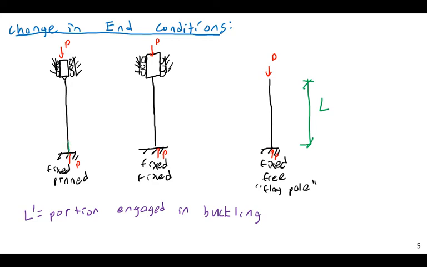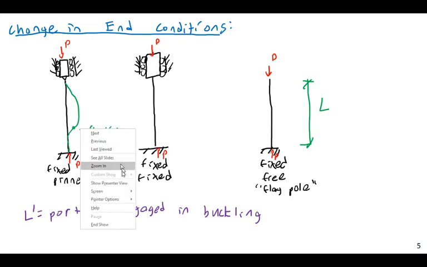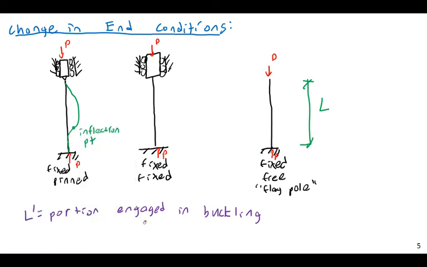So instead, it's going to come out perfectly straight, but then past a certain point, it's going to start bending. Maybe something like this, and then finally there'll be an inflection point right here. This is where it goes from, say, concave up to concave down, and that's where the buckling starts. And so here, we do not have the entire column engaged in buckling, we only have a portion of the column engaged in buckling.